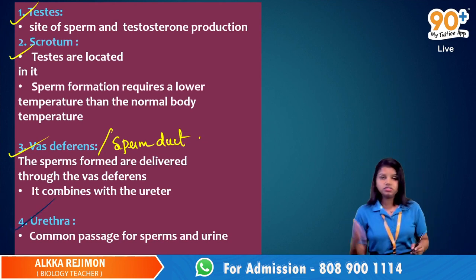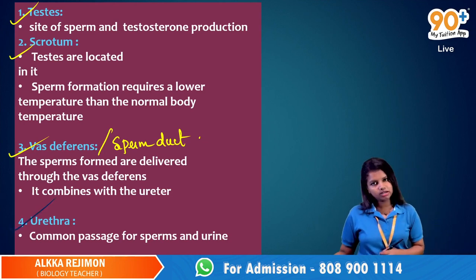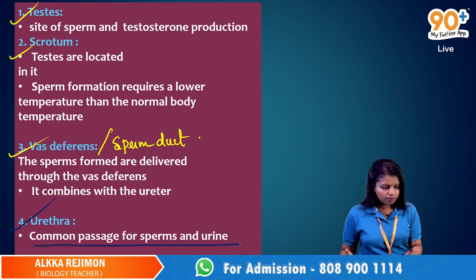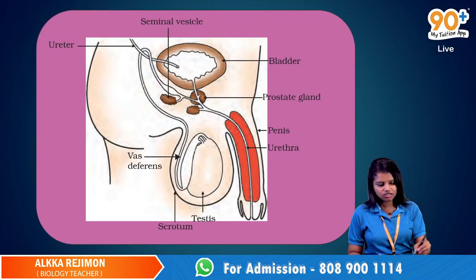And then you have the urethra, which is another part of male reproductive system. This is a common passage for sperm and urine. So in the figure it is clear.